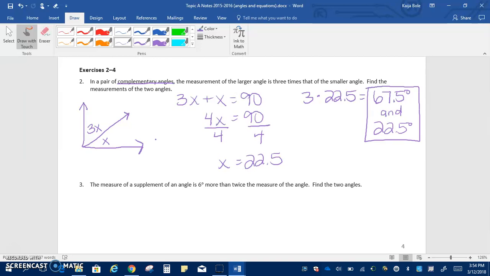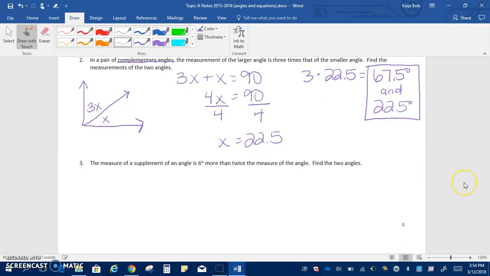Number 3 says the measure of a supplement of an angle is 6 degrees more than twice the measurement of the angle. Find the two angles. So first I'm going to draw my picture. It's going to be a line, and I'm going to have two angles, and I know that the one is just going to be x.